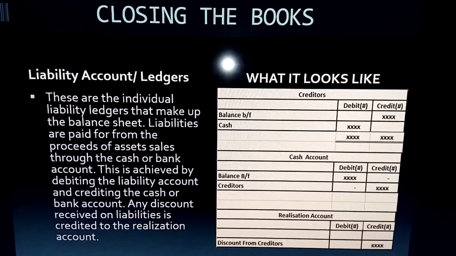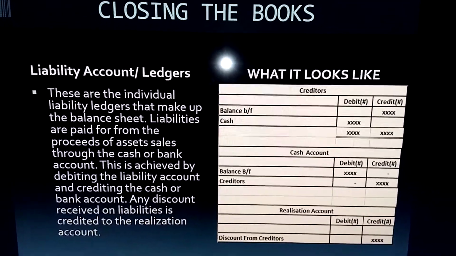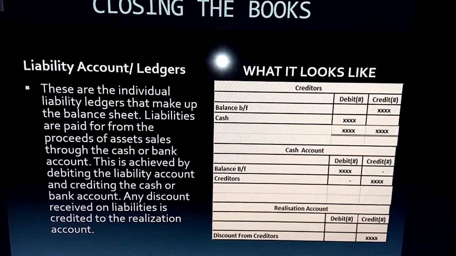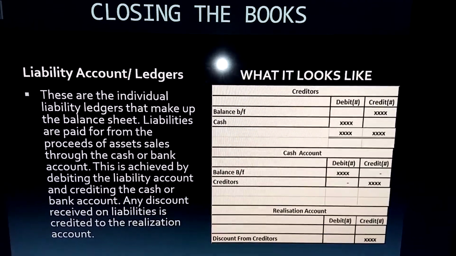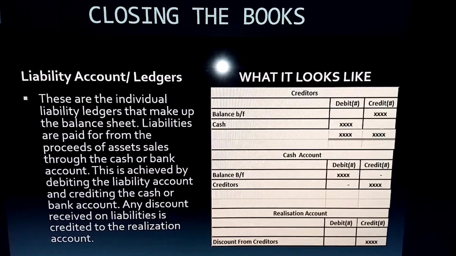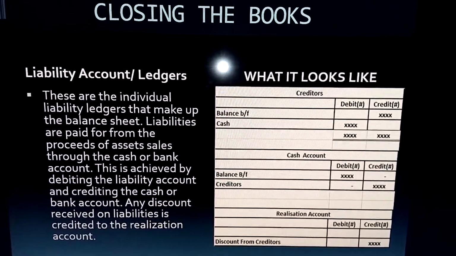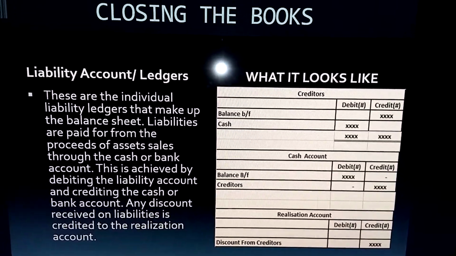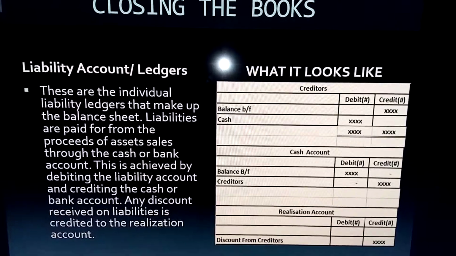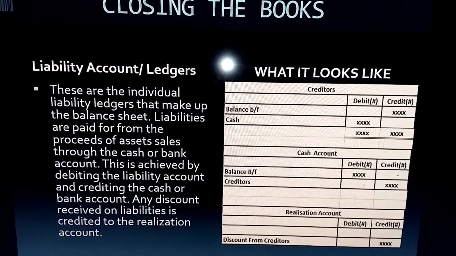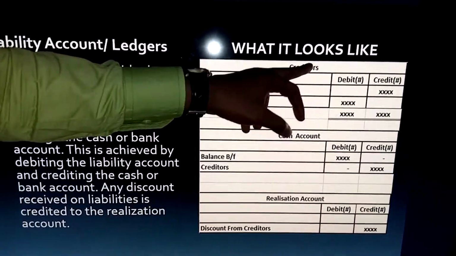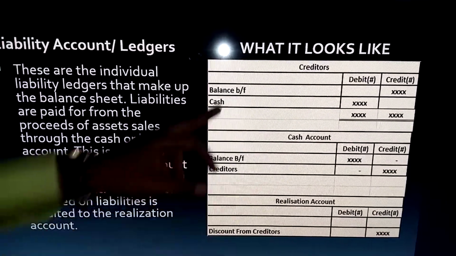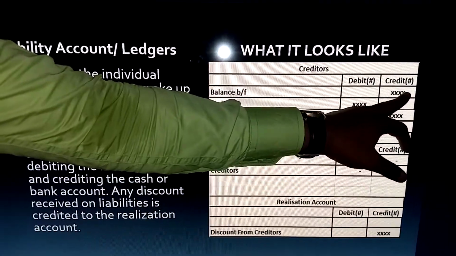Now, the liability accounts or ledgers are those individual liability ledger items that make up the balance sheet. What are liabilities? Liabilities are debts that the business is owing others. So creditors, for instance, are a liability to the business, and creditors have to be settled. It is also possible that in settling the creditors, you can have discounts. But basically, here is the creditors ledger. Creditors have credit balances. Understand your double entry for liability. So you have balance brought down from the trial balance here.